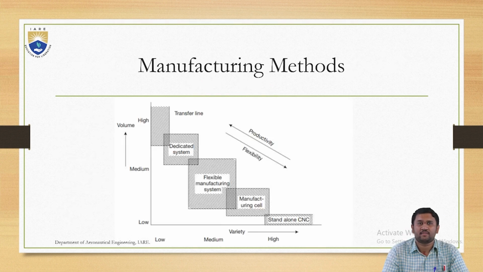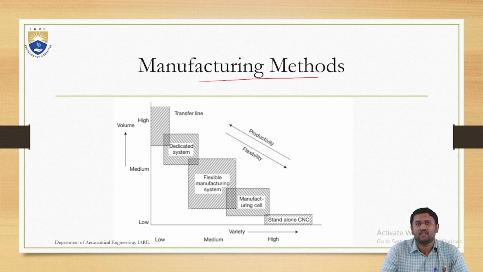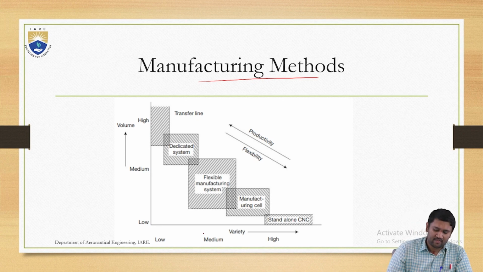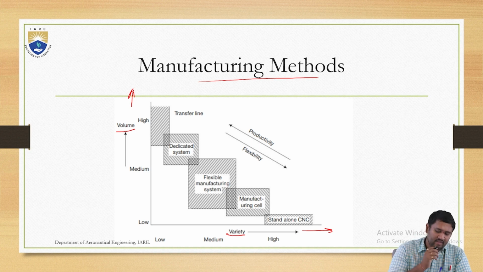Next, your manufacturing methods. This will tell you how productivity or flexibility changes according to the variety and the volume. First, in this simple graph, on the x-axis you will have the variety of products that are available, and on the y-axis you will have the volume of product that is being manufactured. In both axes, you will have three sections: low, medium, and high.